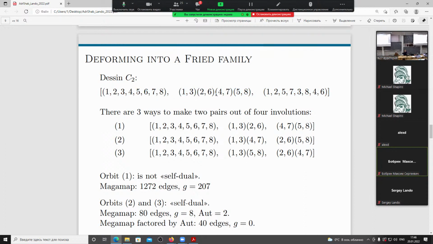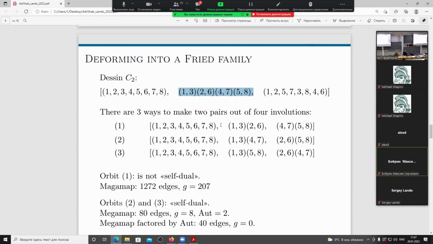Let's try to go back from Belyi functions to dimension 1, to the Fried family. We try to split this single critical value into 2 critical values, so that we get ramifications over these 2 critical values to 2 points of order 2 over each one. It's easy to see that you have 4 involutions, and there are 3 ways to split into 2 pairs.